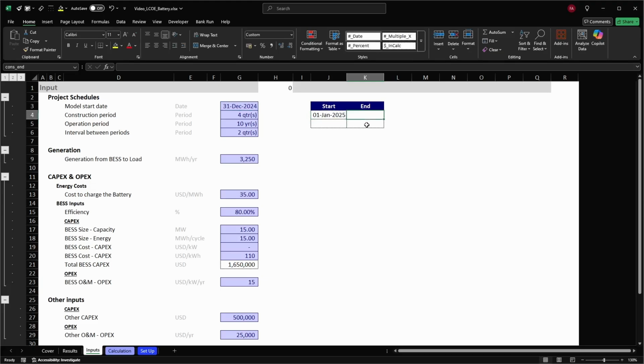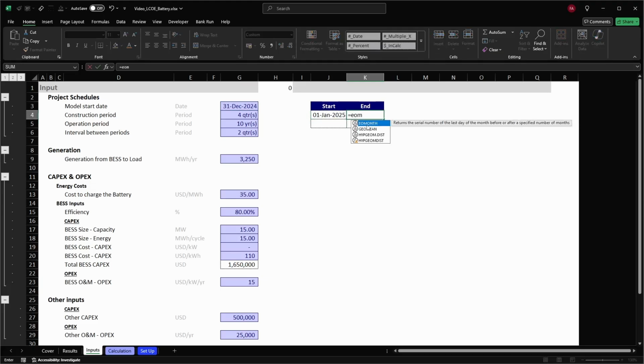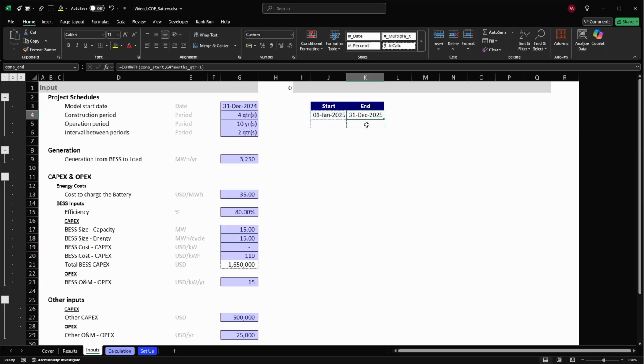And the end of the construction period is going to be 4 quarters later. So it's going to be end of month. I'm going to press tab. Start date is the start date of the construction period, comma. Then we have 4 quarters. How many months in a quarter do we have? Months in quarter, minus 1, and close it. 31st of December 2025. That's correct because that's 1 year.